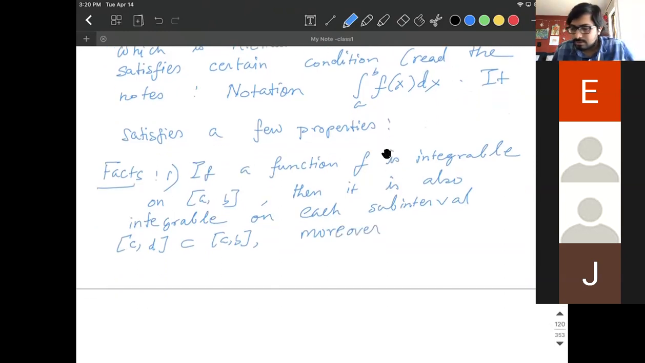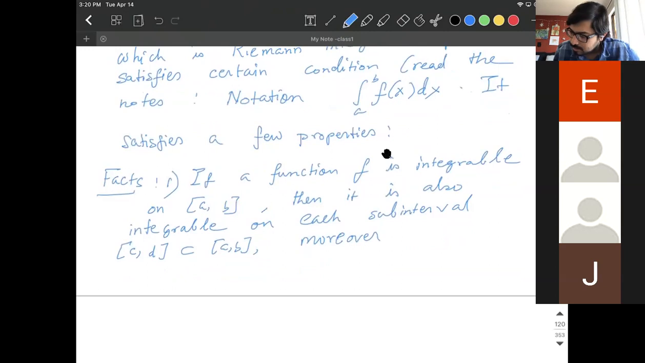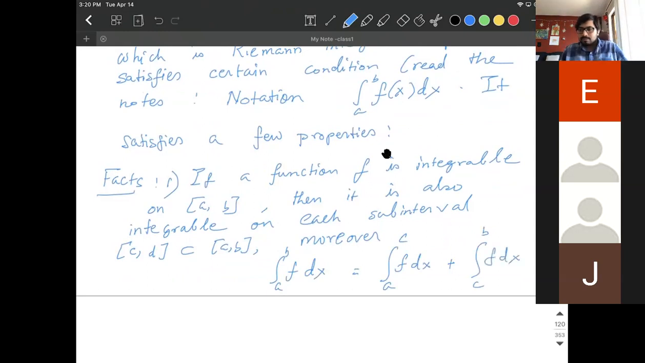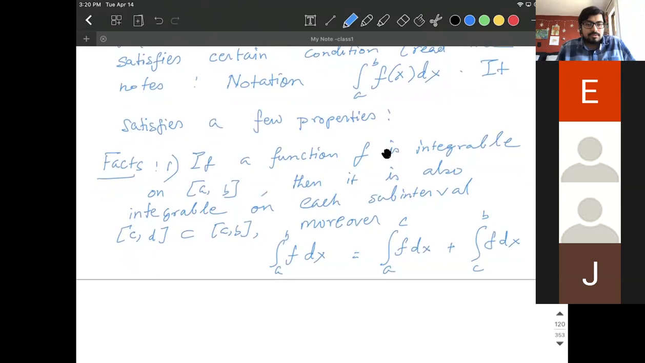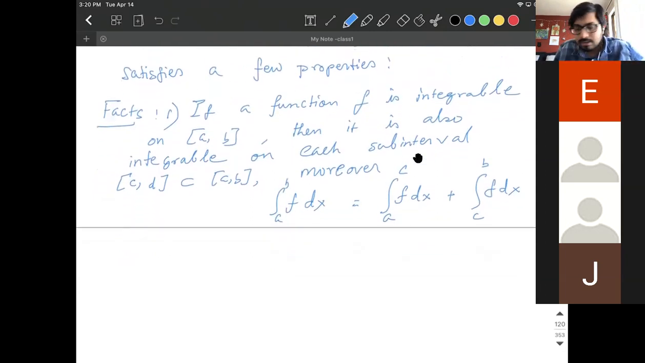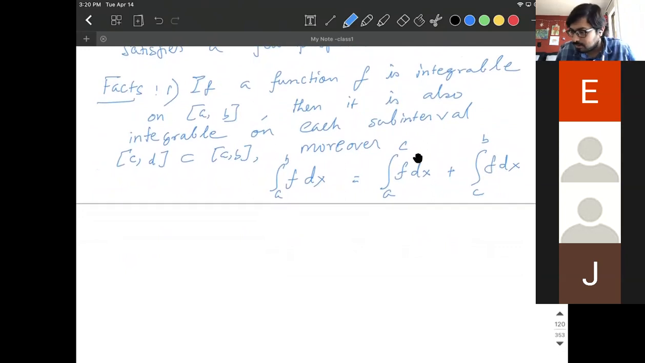What is more important is the following formula, that the integration from A to B of f can be broken up into two separate integrals. So you first integrate from A to C, and then integrate from C to B. Okay, so keep this property in mind. We will use it when doing problems in line integrals or vector integrals, whatever it is.